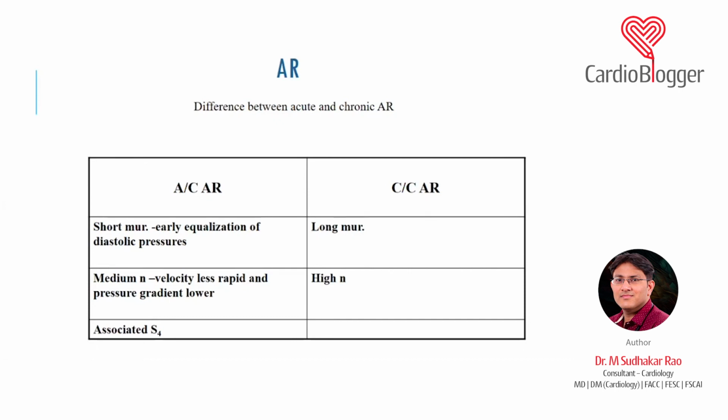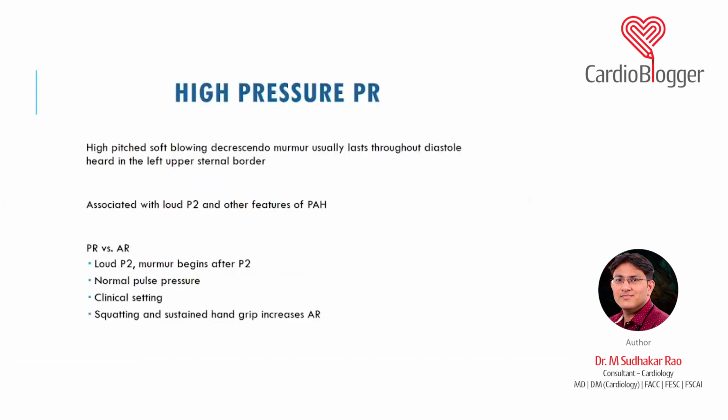Then the murmur won't be a holodiastolic murmur. It will be soft in intensity and a shorter murmur. It won't be a high pitched murmur. It will be a medium to low pitched murmur. A chronic AR usually never produces a fourth heart sound, whereas the acute AR can produce a fourth heart sound and even a third heart sound. But a third heart sound you can get in chronic AR also. So these are the differences between an acute AR and a chronic AR.